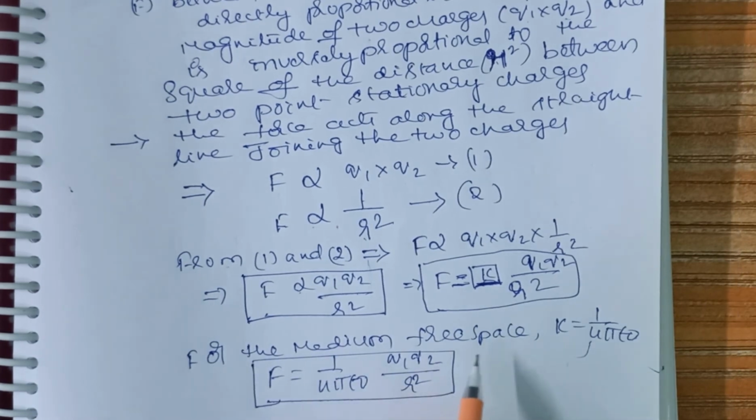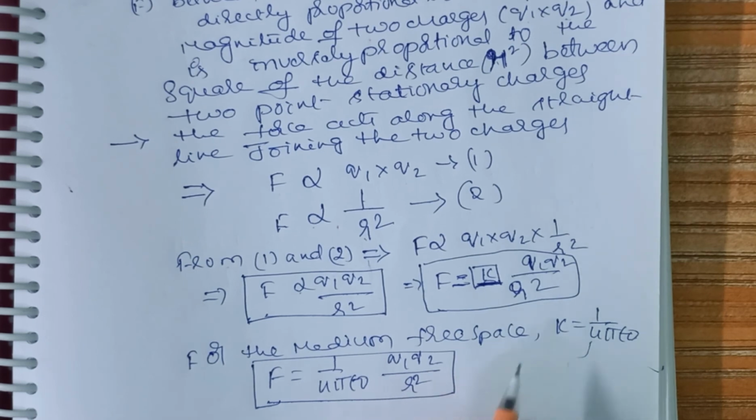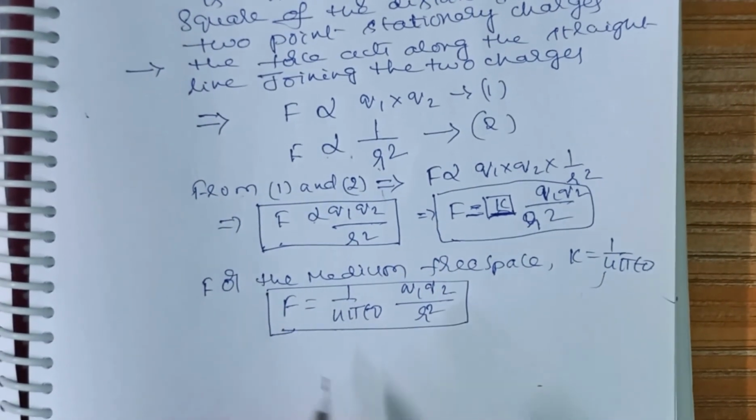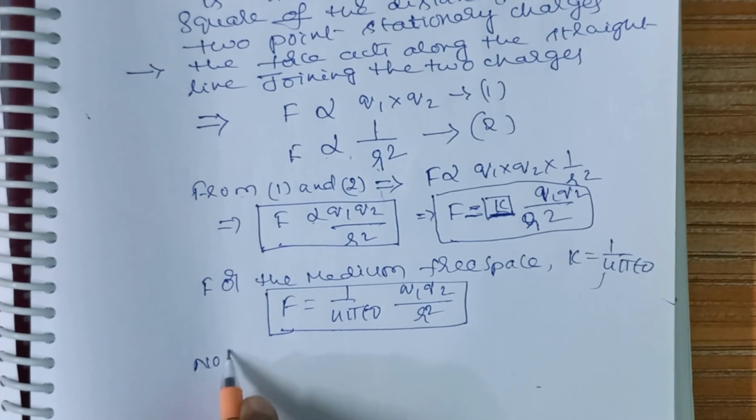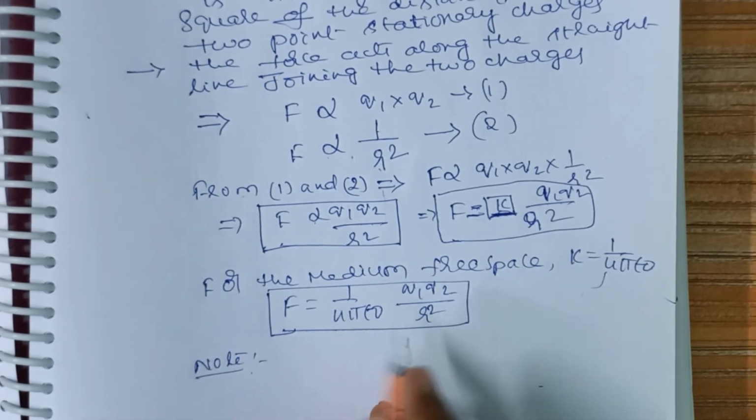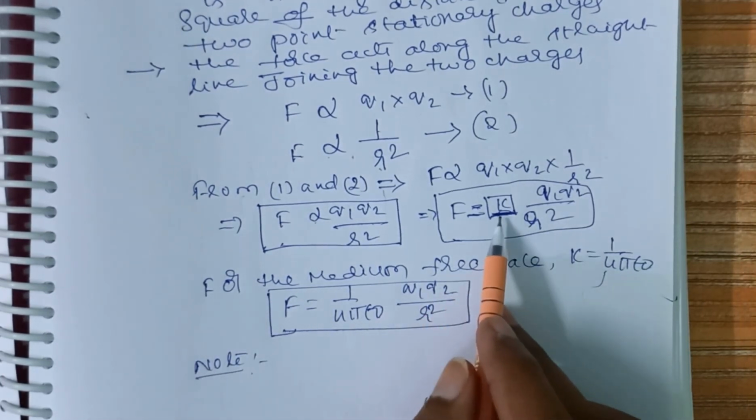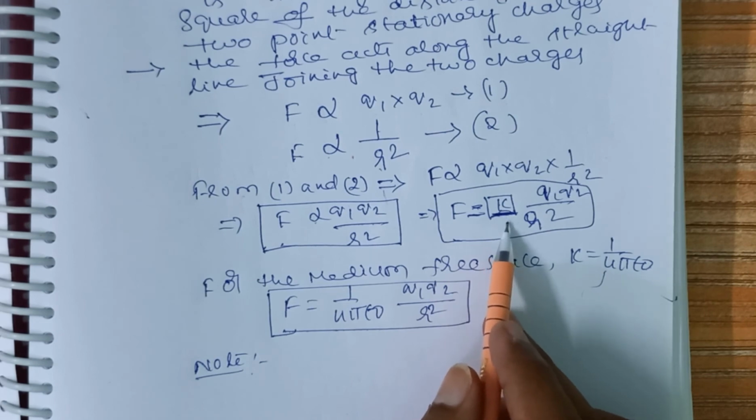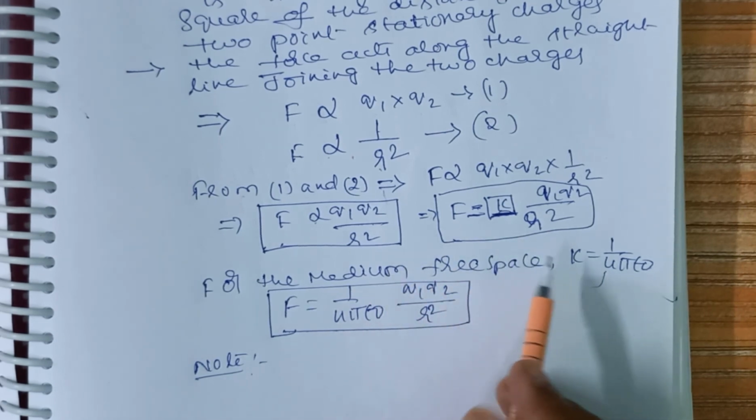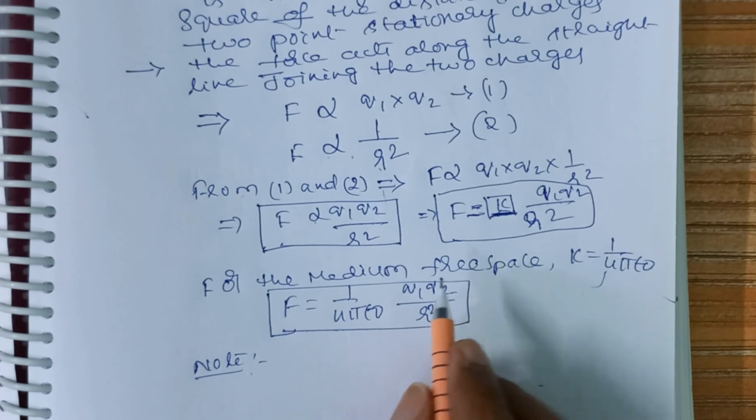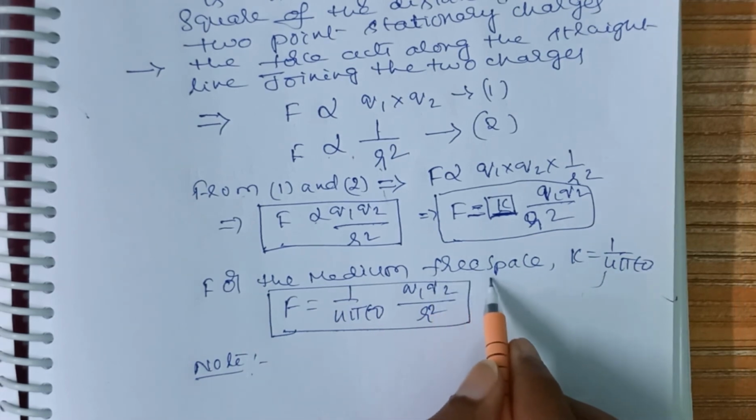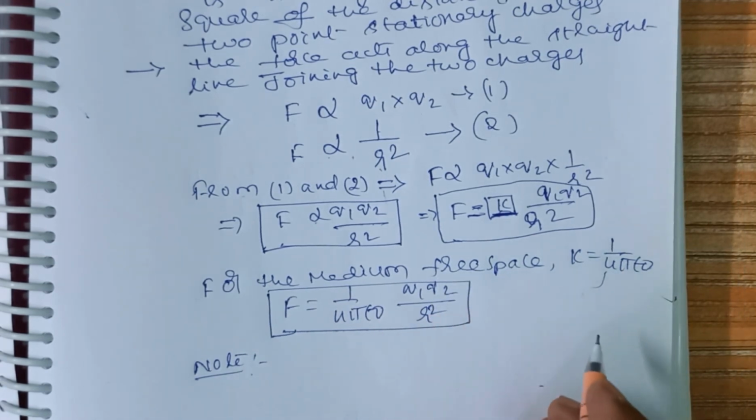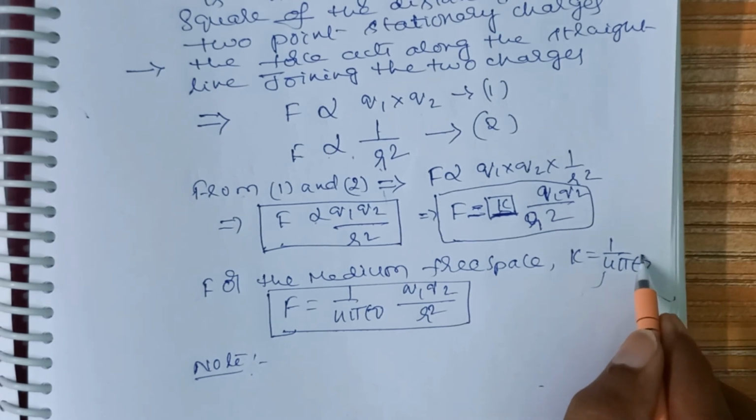This is the formula for Coulomb's inverse square law in electricity, when the medium between the two charges is free space, meaning air or vacuum. The answer is sufficient up to here, but you want to write: k is a proportionality constant, its value depends on the medium between the two charges. When the medium is free space, k is taken as 1 by 4 pi epsilon naught.